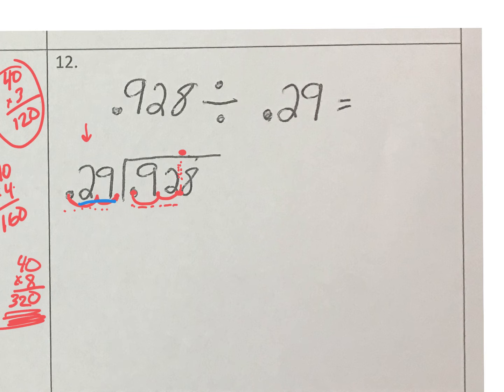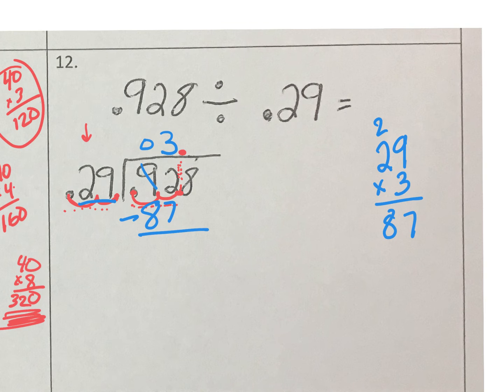I have 29. Does 29 go into 9? Nope. 29 into 92. I'm going to guess 3 times. 29 times 3. That's 27, 6, that's 87. Yeah, that's pretty close without going over, pretty close. So let's do 3 here. 3 times 9 is 87.